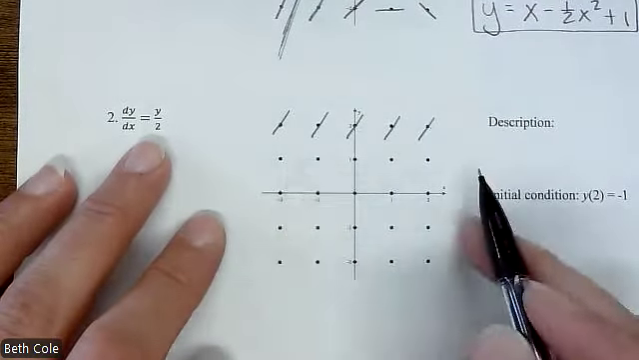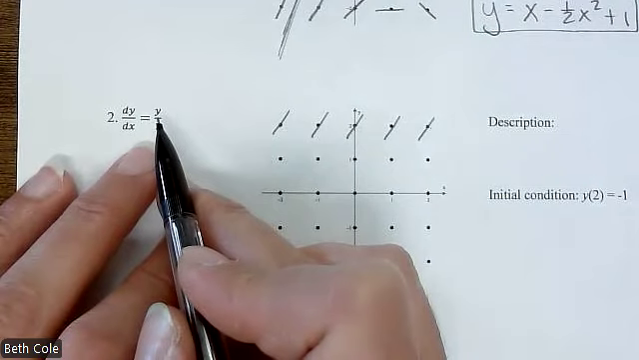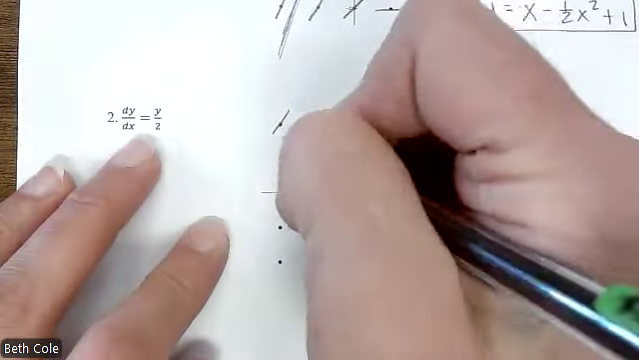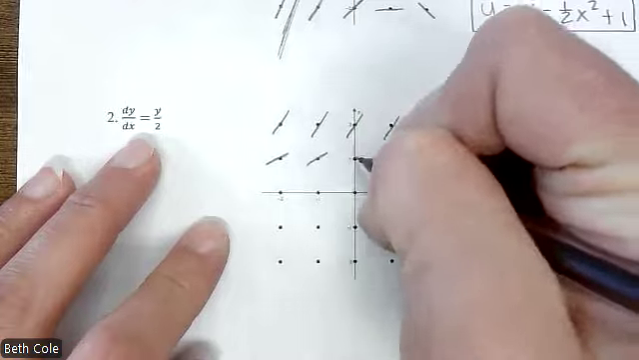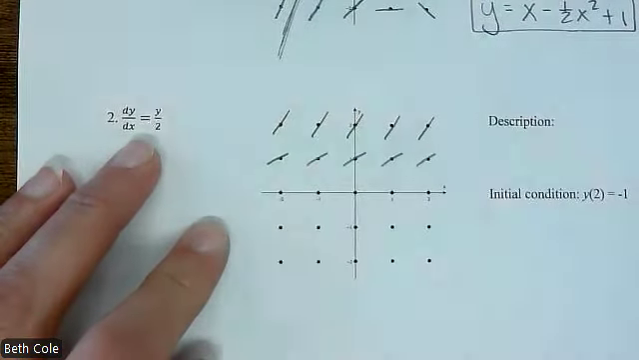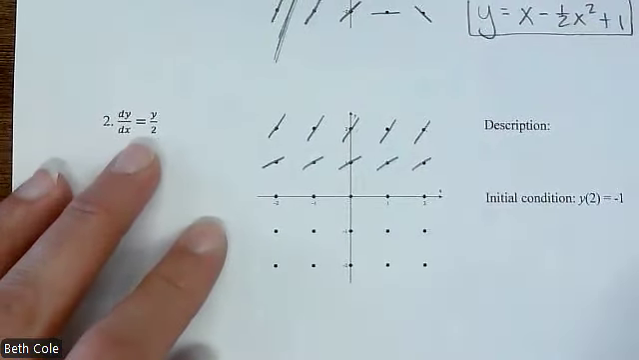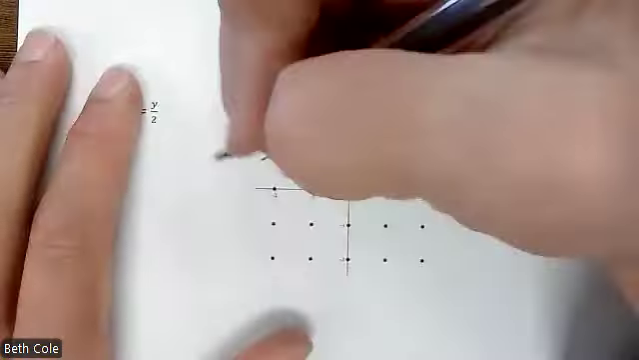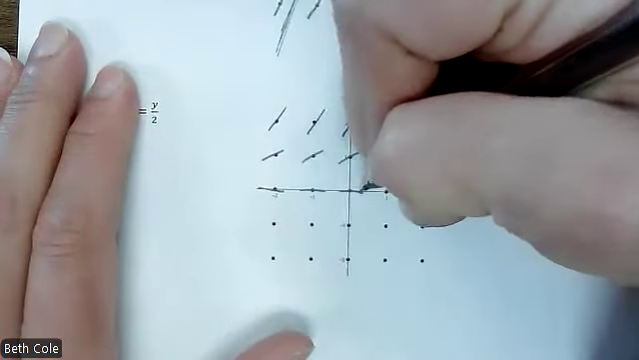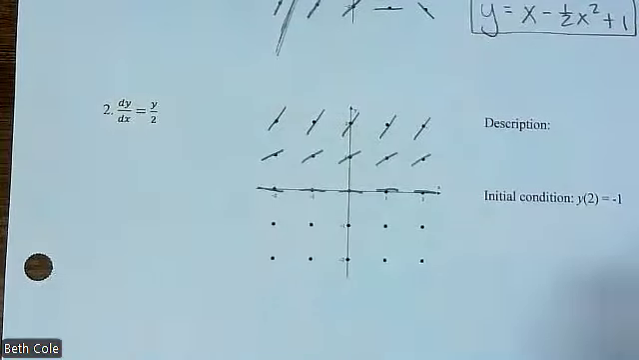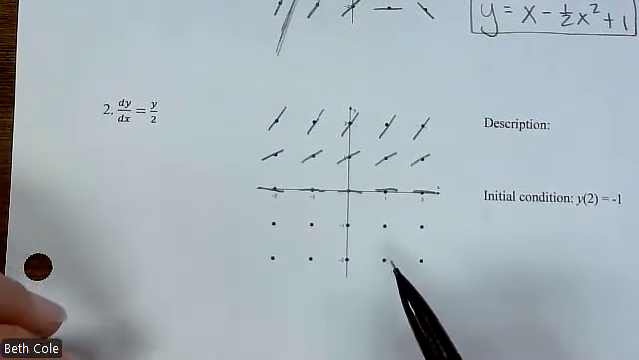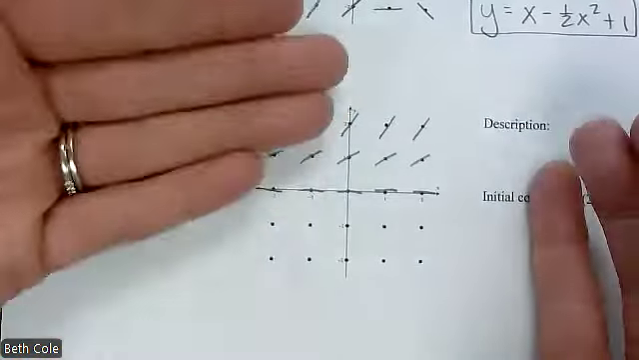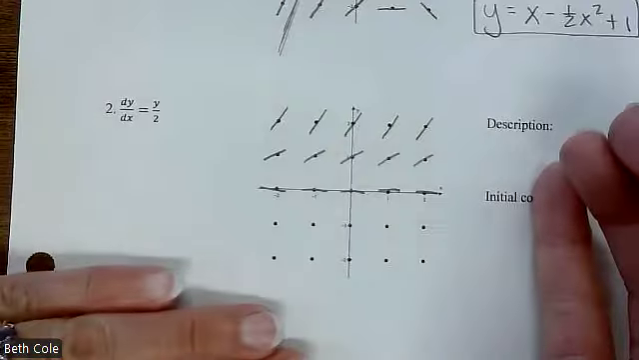For the next row, y is 1. So that would be 1/2. So if this is 1, 1/2 needs to be less steep. How about for the next row? 0. Good. So for all along the x-axis there, 0. And then these are going to be the same as what you had up here, except negative. Do you see what I'm saying?